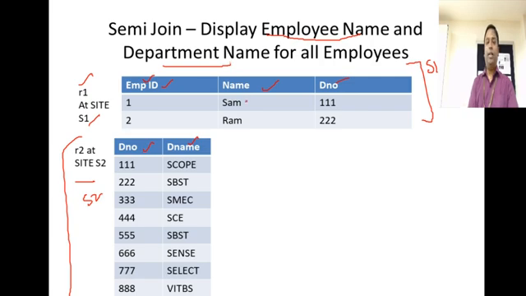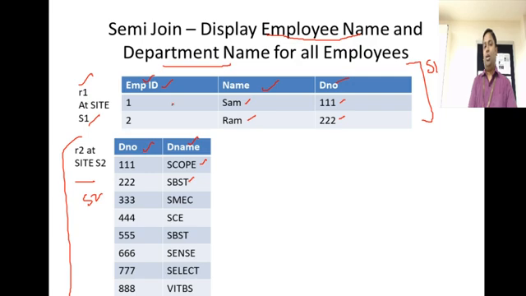So what should be the output? Sam, which department is he working for? Scope. Ram, which department is he working for? SBST. So I have to perform a join between these two tables. These two tables are on two different servers.